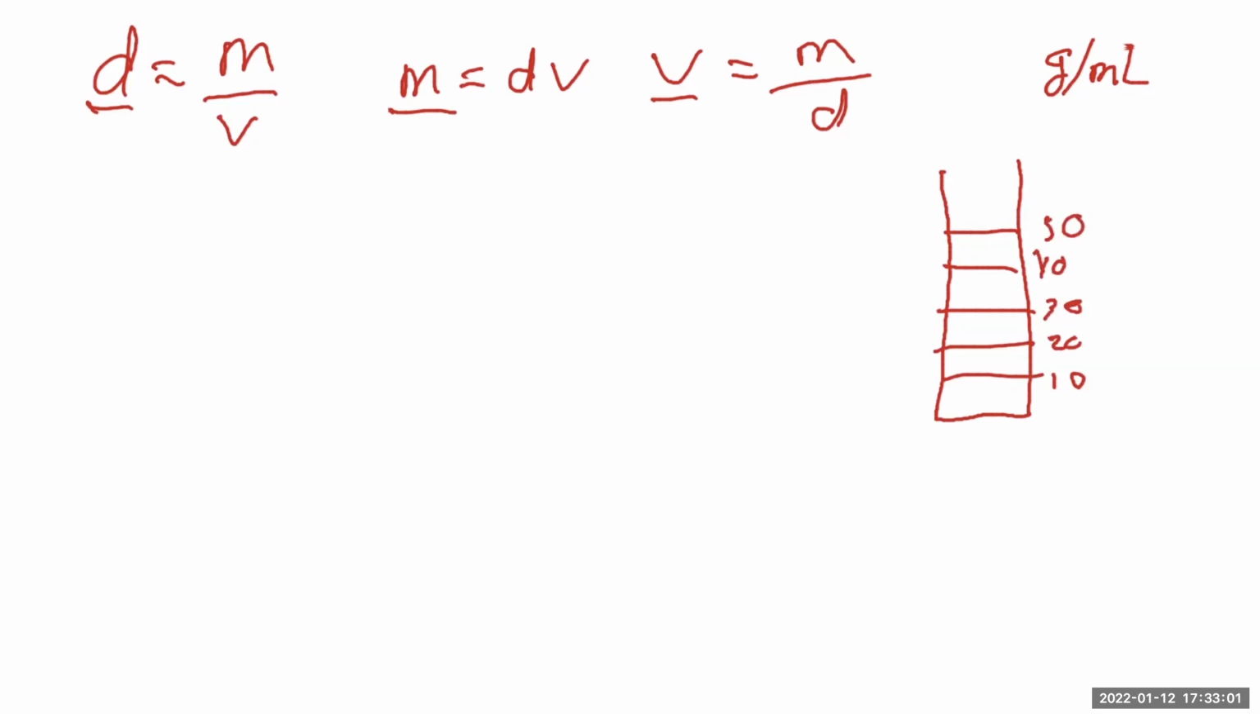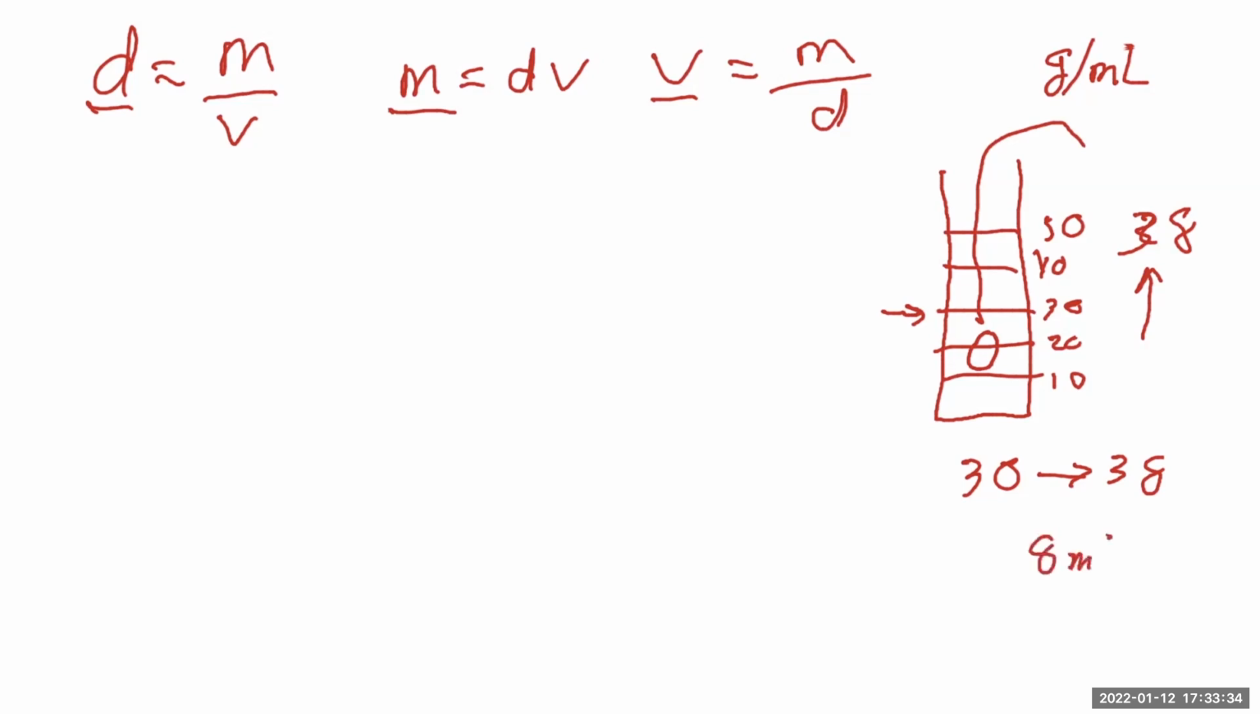That's a graduated cylinder. So say I fill this up to 30 milliliters, and then we dump in a bullet, an object, something like that, inside of here. The water rises to 38 milliliters. So we've gone from 30 milliliters to 38 milliliters. The volume is 8 milliliters.